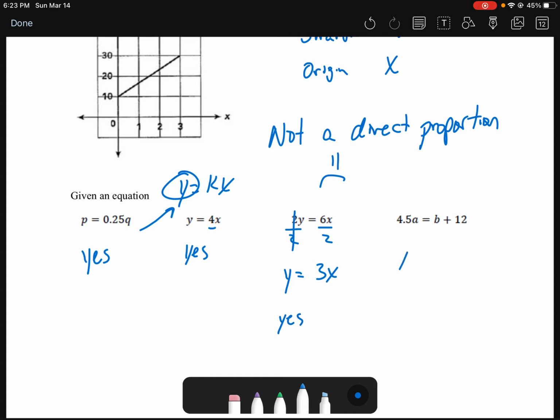And then with my last one, this one is a no because I am adding 12. If you look at my form here, there's no plus signs in there. I'm just multiplying numbers together. So this one's a no.